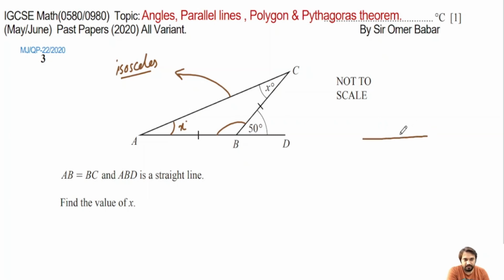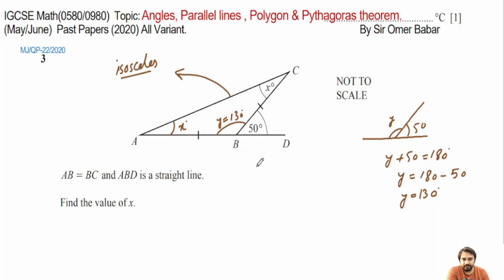We know angles on a straight line add up to 180 degrees. If this is 50 degrees and this angle is, let's say y, then y plus 50 degrees add up to 180 degrees. So y is equal to 180 minus 50 degrees, that will be 130 degrees. So this is y. So angle B is 130 degrees.